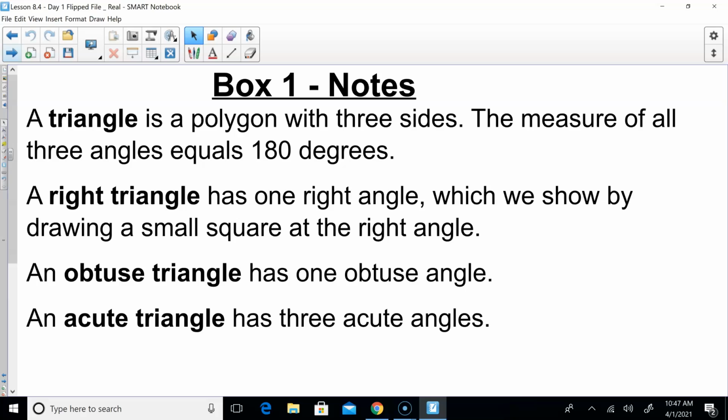A triangle is a polygon with 3 sides. The measure of all 3 angles equals 180 degrees, something to keep in mind. A right triangle has one right angle, which we show by drawing a small square at the right angle. We have an obtuse triangle, which has one obtuse angle, and an acute triangle has 3 acute angles. So you can pause this right now, write down this information to help you dissect the different types of triangles and how we distinguish between the angles of a triangle.